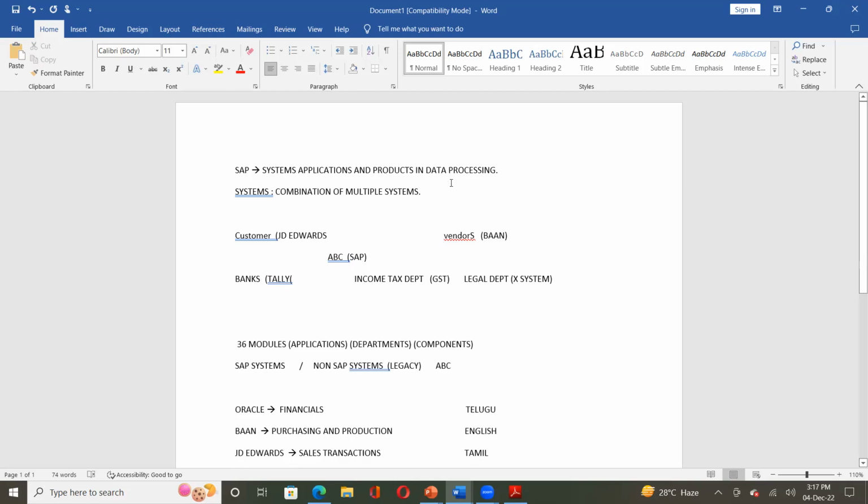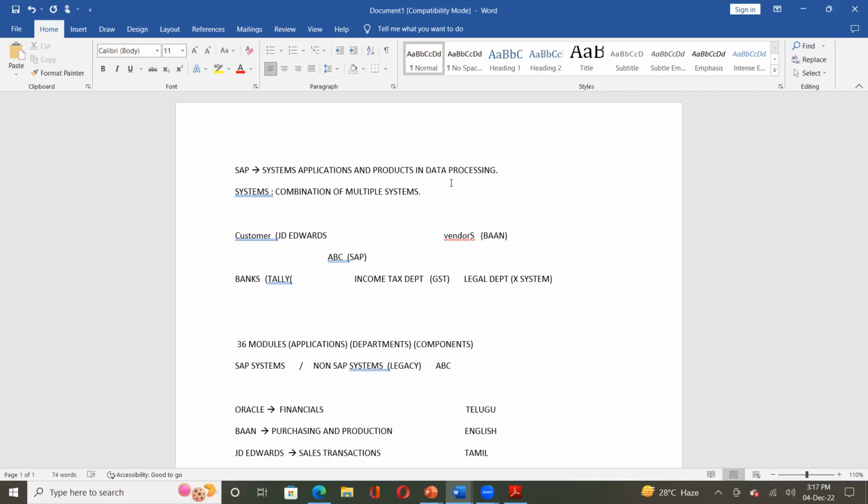Systems, Applications, and Products in data processing. Is this clear? Do you know how many standard reports SAP can provide? It provides more than 2000 standard reports, not customized reports. I'm telling you, standard reports. SAP can generate more than 2000 standard reports, and for customized reports there is no limit. We can customize according to our requirement.